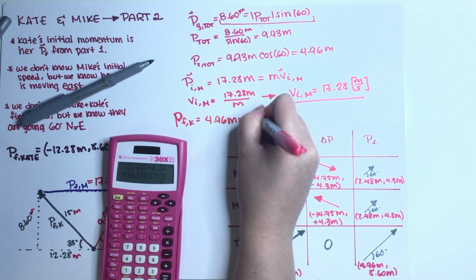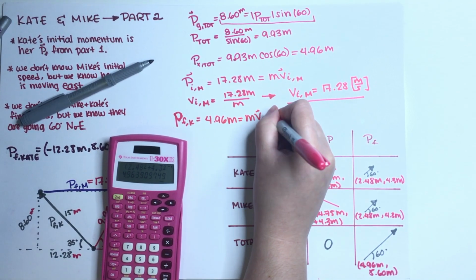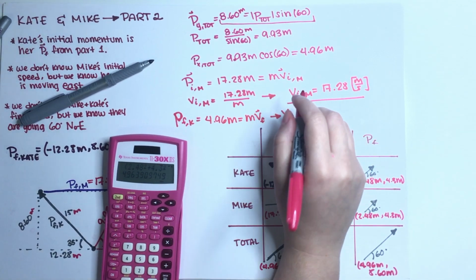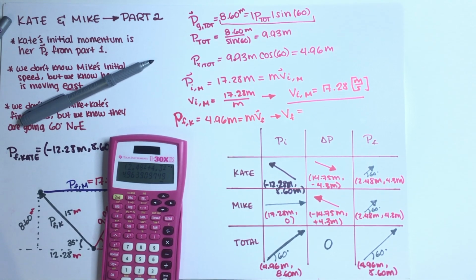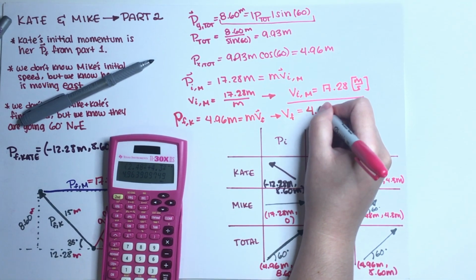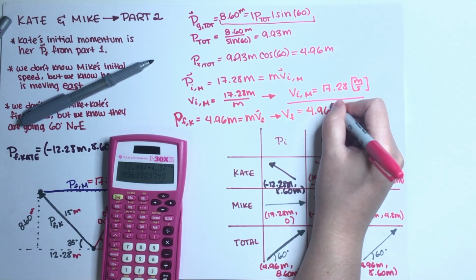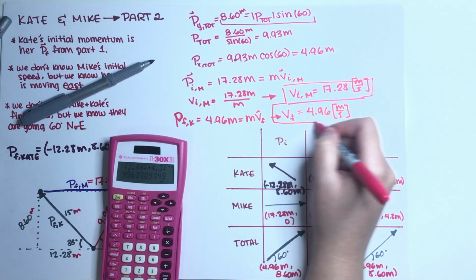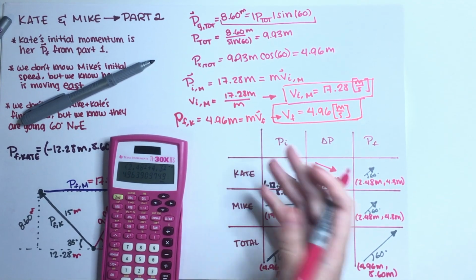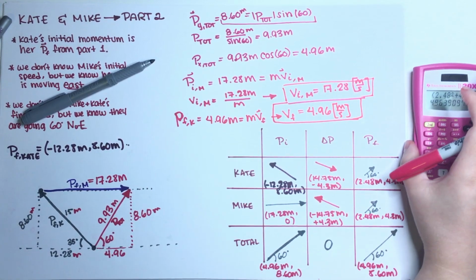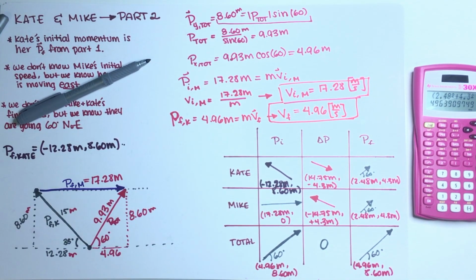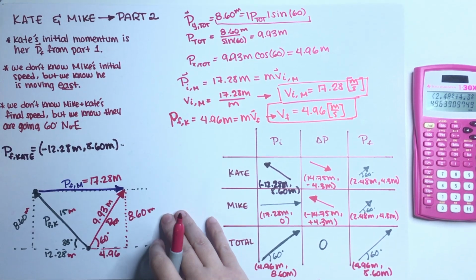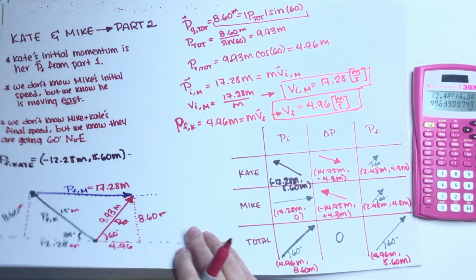And that is also equal to mass times her final velocity. So the final velocity is just 4.96 divided by m, so that is just going to be 4.96 meters per second. And because Kate and Mike are moving together in this problem, the final velocity for Kate is also going to be the final velocity for Mike. That is just how it works when two things move together. So this is basically the end of part 2 of this one quiz that students had to do. Final answer. So now we just need to go ahead and do part 3.